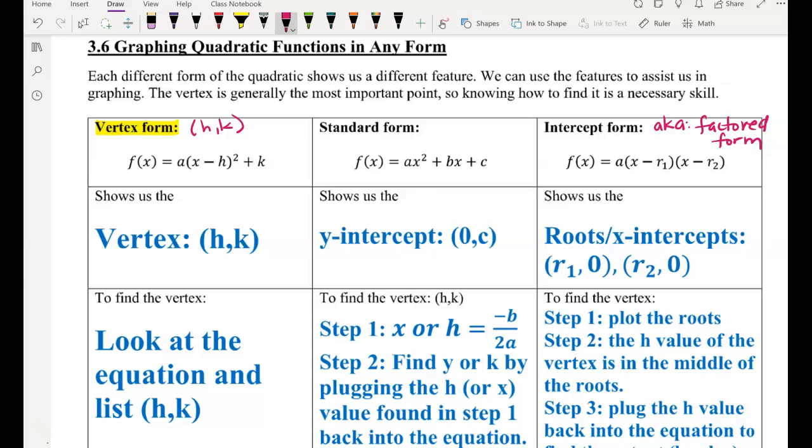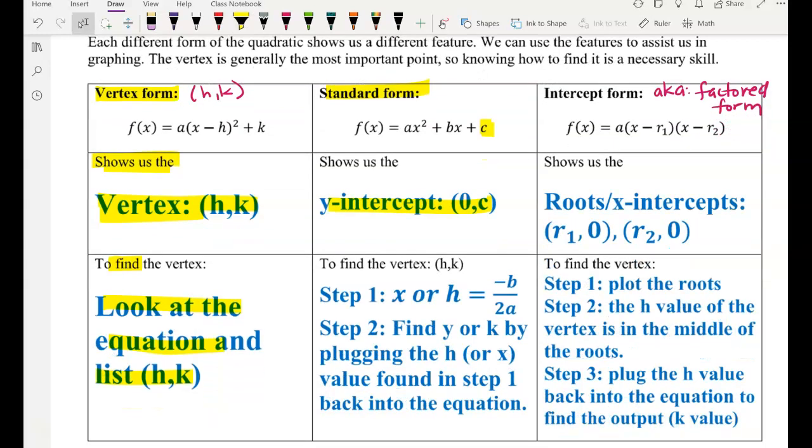And then times X minus R2, because this is a quadratic, the most roots we are going to have is 2. Normally, vertex form will give us the feature vertex immediately. And how do we find the vertex? By looking at the equation and listing out the H comma K. Standard form is going to show us the Y intercept immediately, which is 0 comma whatever that C value is.